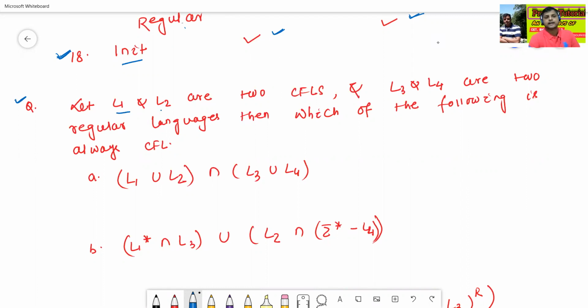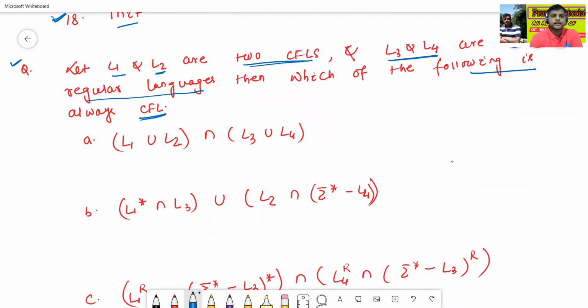Let L1 and L2 be two context-free languages, and L3 and L4 be two regular languages. Which of the following is always a context-free language? Now we have to find which one is a context-free language or which one is not a context-free language.